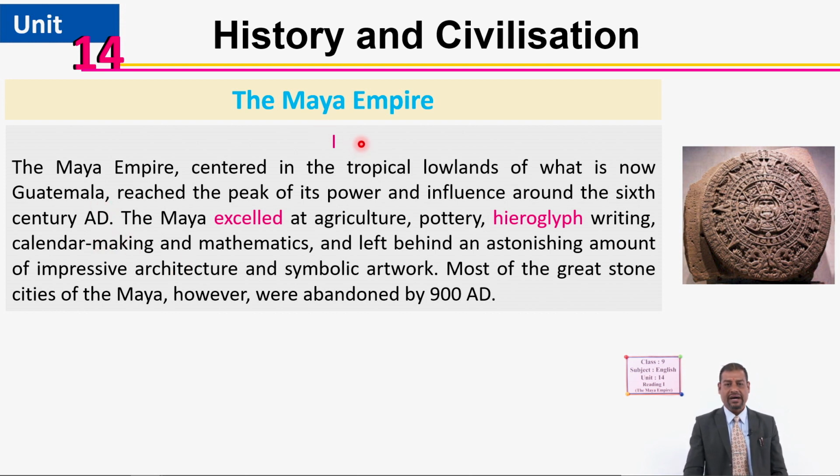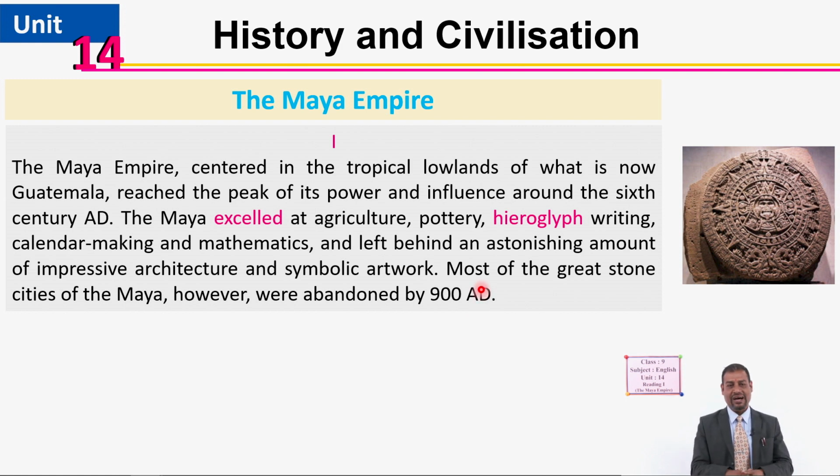The Maya Empire. The Maya Empire, centered in the tropical lowlands of what is now Guatemala, reached the peak of its power and influence around the 6th century AD. The Maya excelled at agriculture, pottery, hieroglyph writing, calendar making, and mathematics, and left behind an astonishing amount of impressive architecture and symbolic artwork. Most of the great stone cities of the Maya, however, were abandoned by 900 AD.